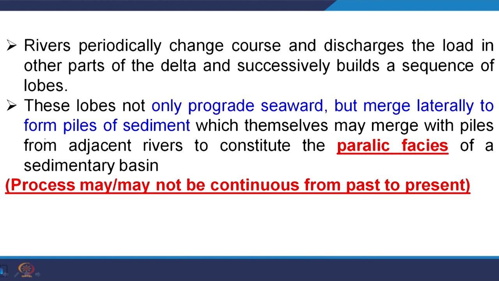Rivers periodically change course and discharge the load in other parts of the delta and successively build a sequence of lobes. These lobes not only prograde seaward, but merge laterally to form piles of sediment, which themselves may merge with piles of adjacent rivers to constitute the paralic facies of a sedimentary basin. Processes may or may not be continuous from past to present. So that means the geomorphic processes are ever changing.